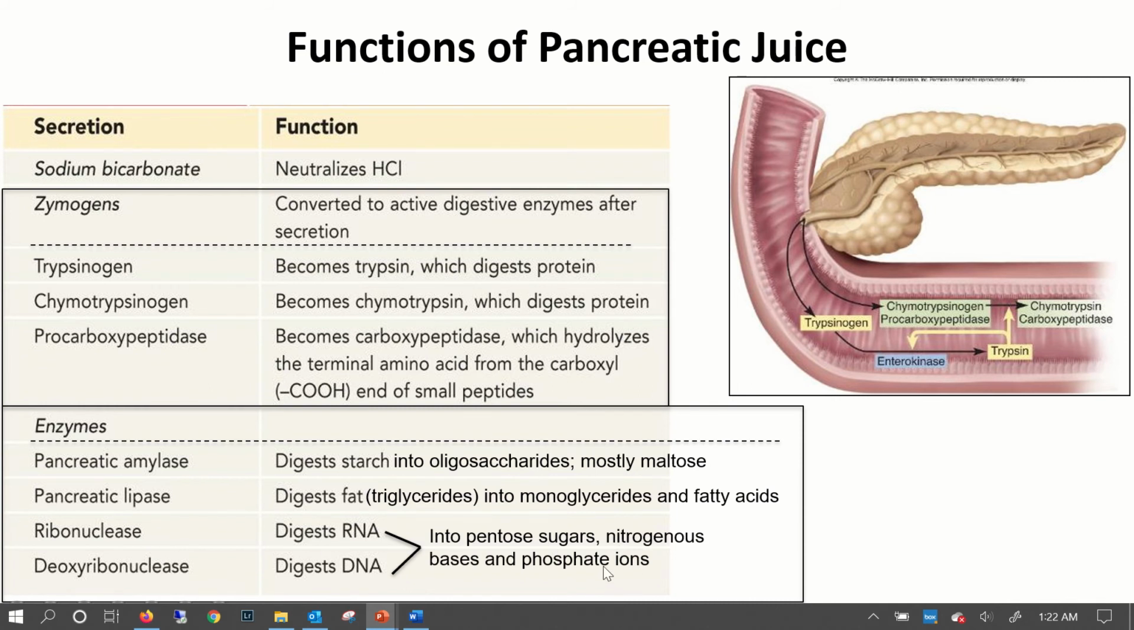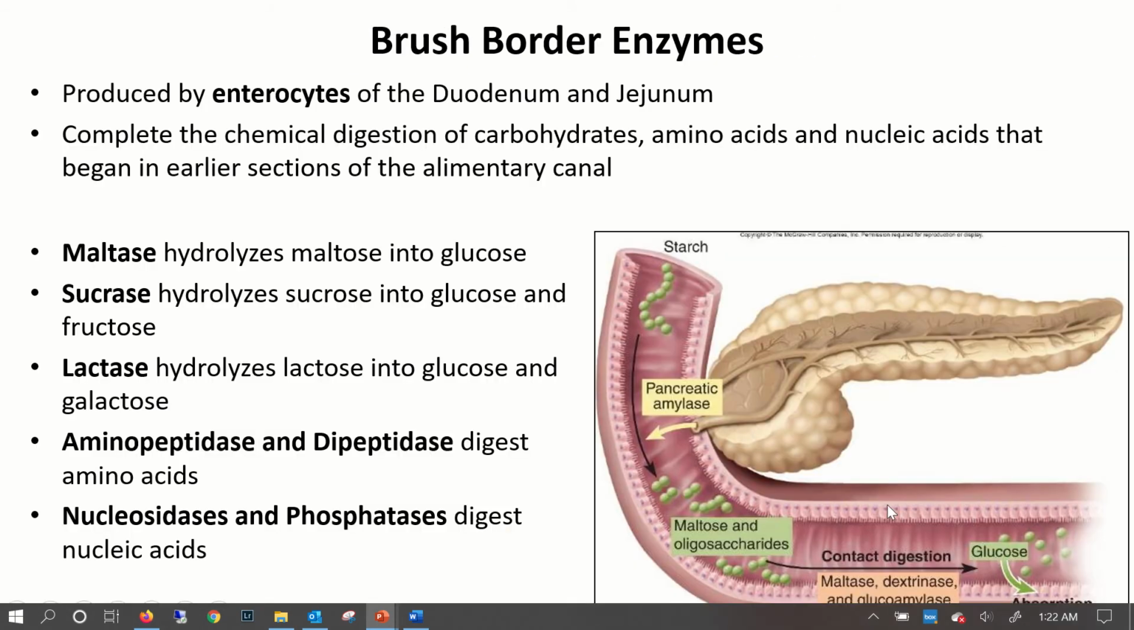Now, this is really good. This is some really nice digestion that's taking place here, but it's not complete. So even though the pancreatic juice has begun to digest proteins, carbohydrates, lipids, and nucleic acids, these are not all small enough to be absorbed. And so you have to see one more level of digestion take place before absorption is capable. And that's where the brush border enzymes come into play.